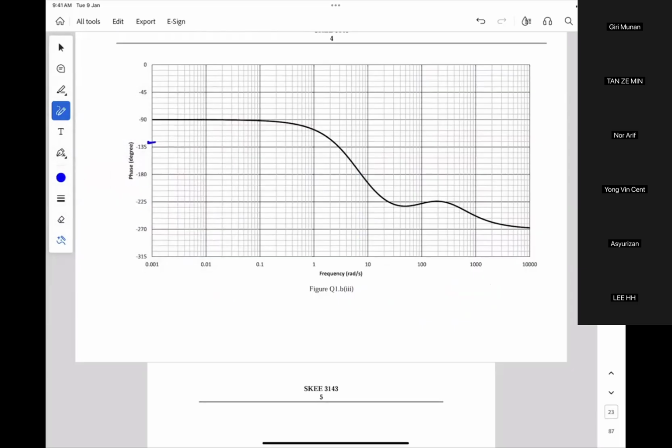Ini adalah minus 126. So minus 132 is in between. Tengah-tengah ni. Kan? Dan turun bawah. Situ. Berapa? 2.5 radian per second.